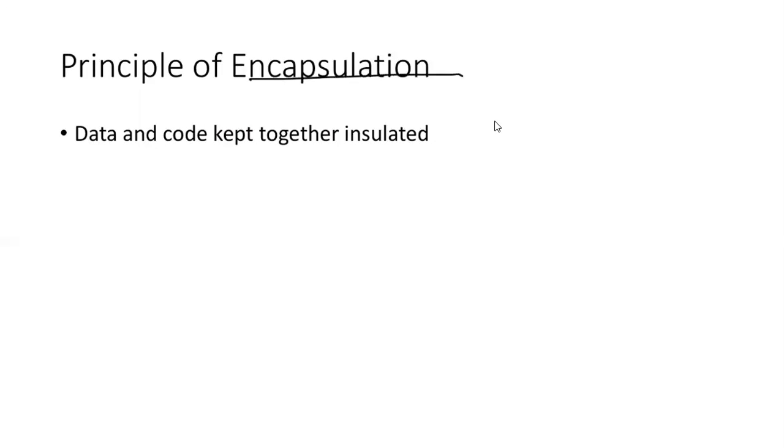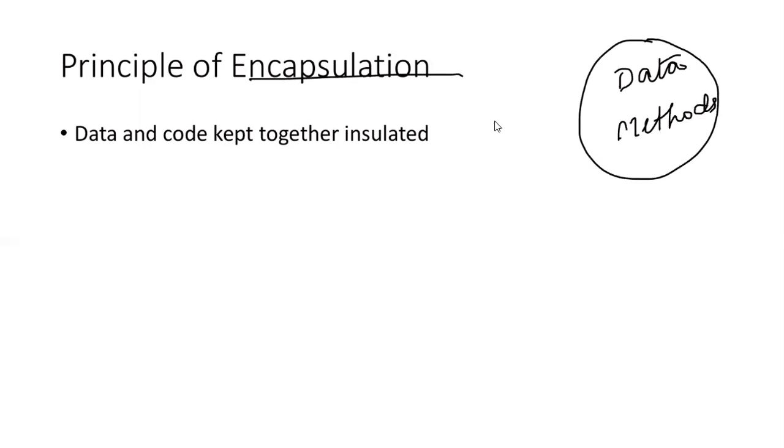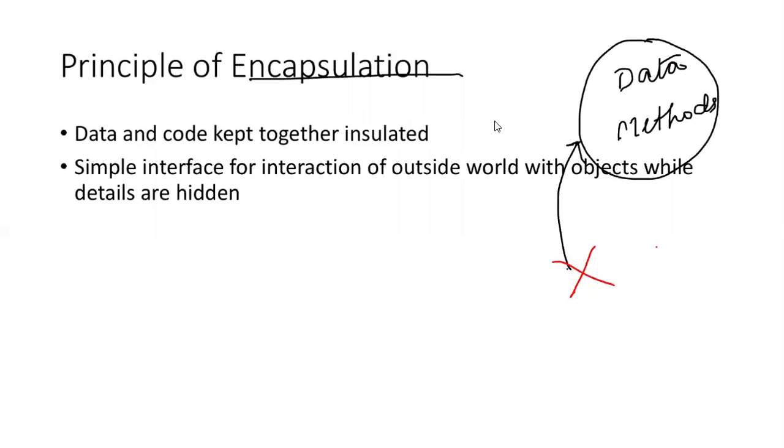So we may have an object with the data and the code, or the methods, that work on this data together. And the idea behind this encapsulation is to prevent unauthorized access of this data inside an object by other objects. So, how is this principle of encapsulation actually used? We will discuss this today.